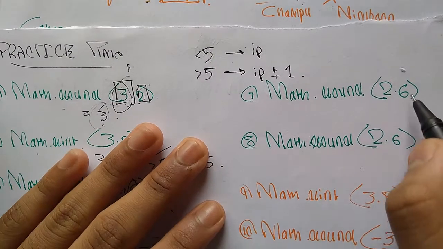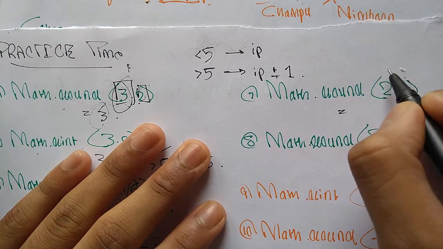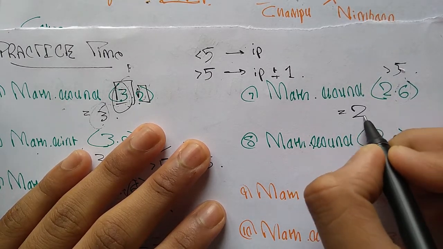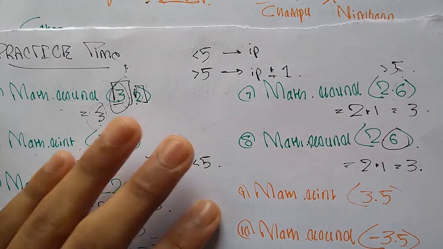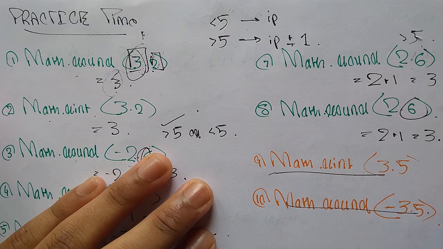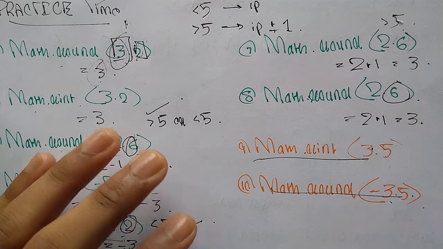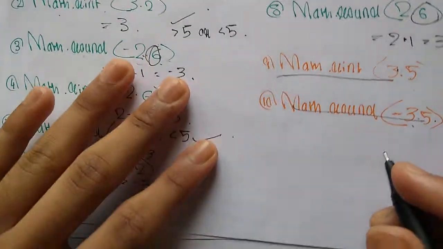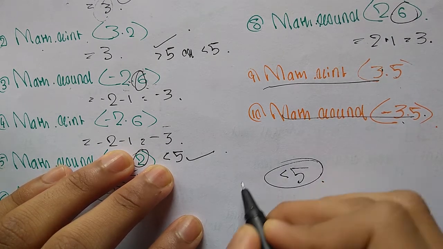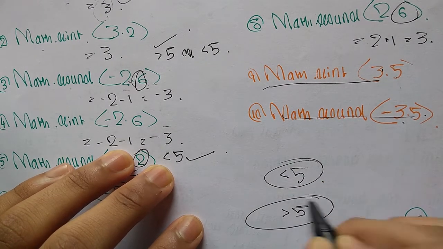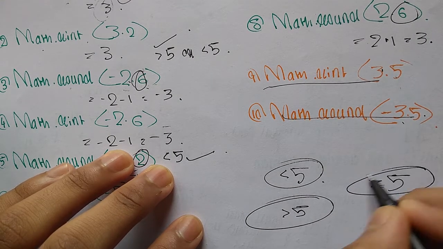Now coming to this example, 2.6. So here the decimal part is greater than 5. So it will return 2 plus 1, which is 3. Same goes for here. Now what about these two? So now we will understand how to solve this type of value where the decimal part is exactly 5. Right, till now we studied what will happen when the decimal part is less than 5, and when it is greater than 5. Now we need to know what will happen if the decimal part is exactly 5.